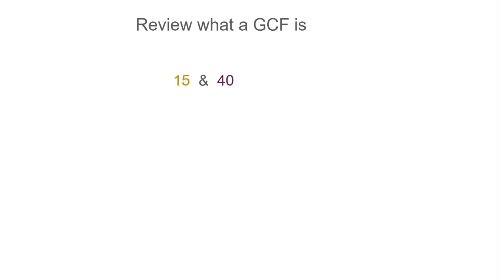For those of you who are still here, GCF stands for greatest common factor, which means that it is the number of largest magnitude that is a factor of all the numbers in the list. Let's find the GCF of 15 and 40. First, we'll list all the factors of 15, those being 1, 3, 5, and 15. Next, we'll list all the factors of 40, those being 1, 2, 4, 5, 8, 10, 20, and 40.